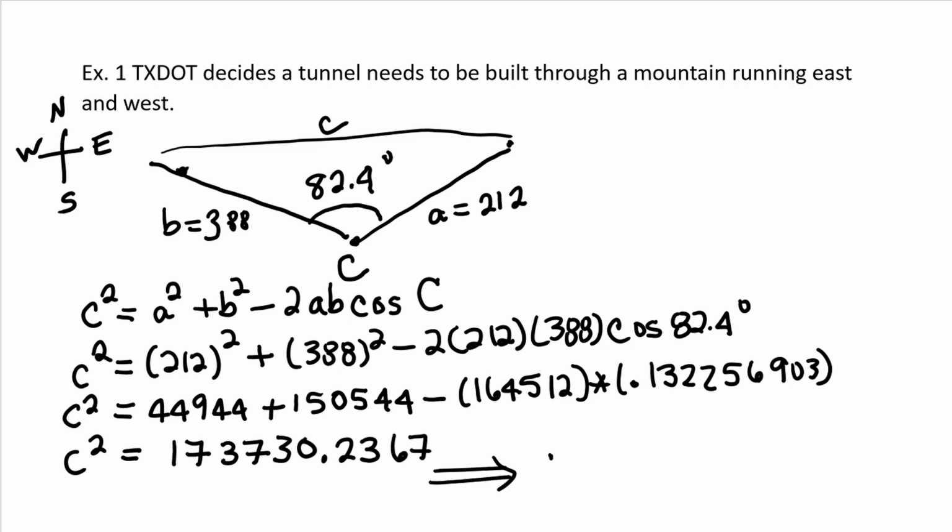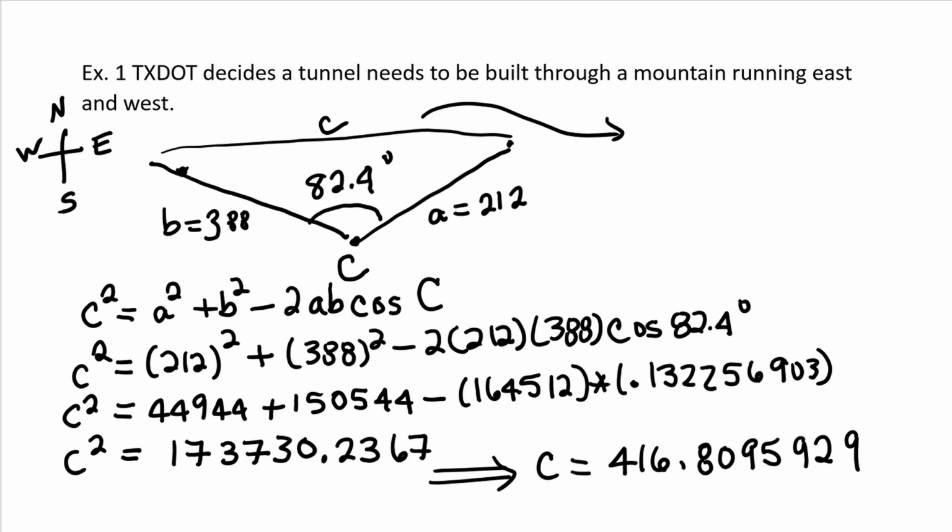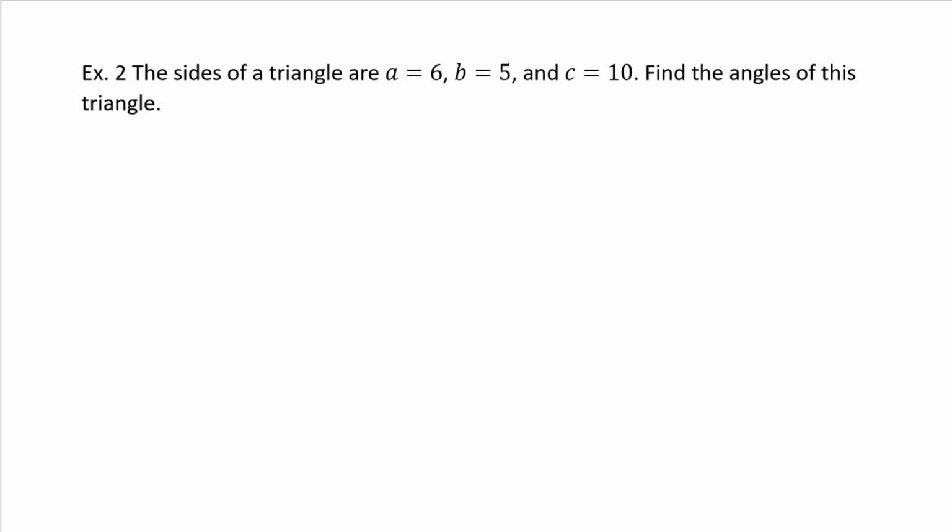And so when you take the square root of 173,730.2367, we get approximately 416.8095929, and we'll say that the tunnel is about 416.8 feet. The sides of a triangle are A equals 6, B equals 5, and C equals 10.